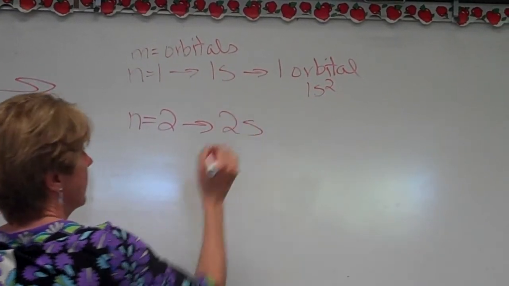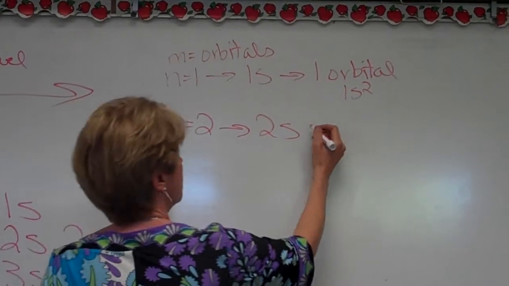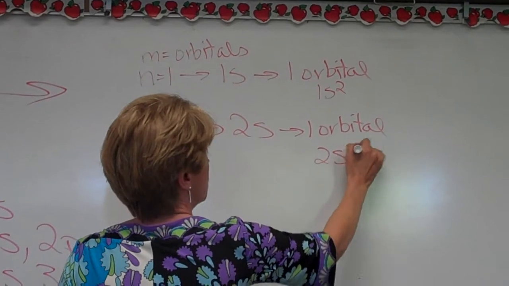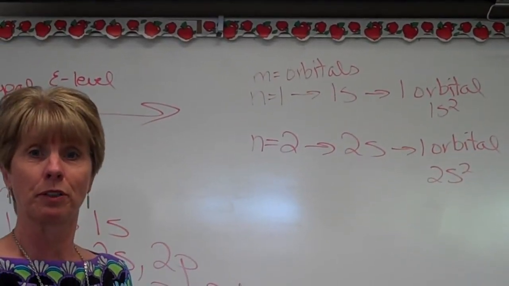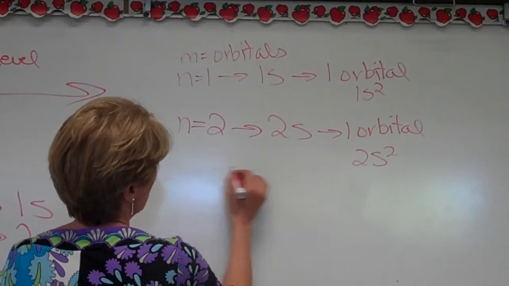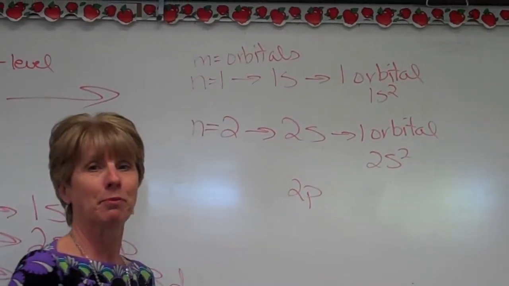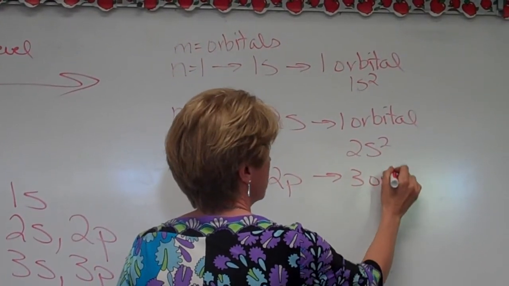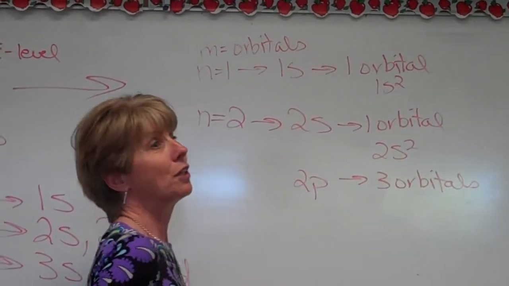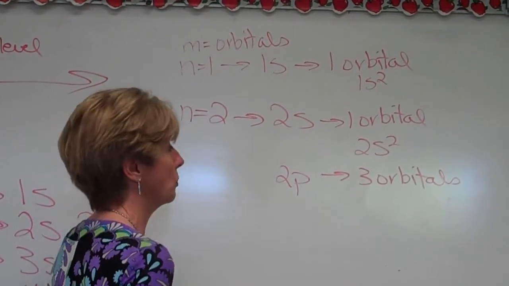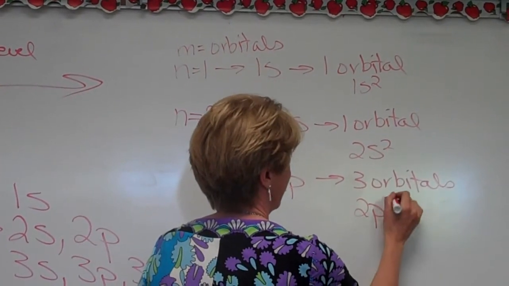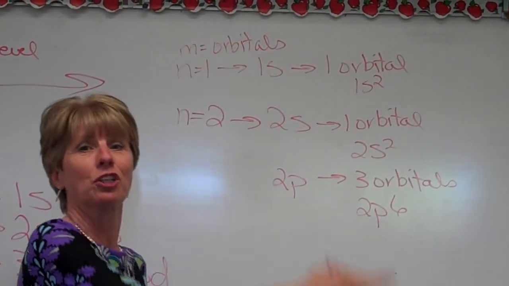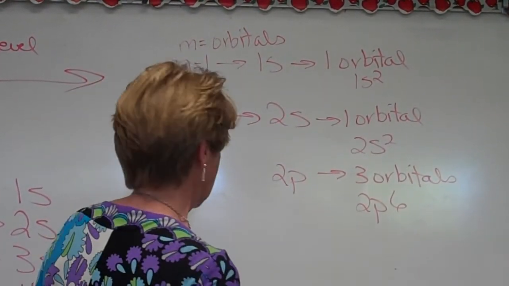Okay? Now let's go to n equals 2. You have 2s. Again, there's only one orbital in a 2s sublevel, one orbital. So you can have 2s2 because how many electrons go in an orbital? 2. Now, we have something called 2p. Remember? S, P, D, F. Okay? P has 3 orbitals. How many electrons go in each orbital? 2. So how many electrons can be in a 2p sublevel? 6. Remember this? 1s2, 2s2, 2p6, 3s2, 3p6, 3d10.